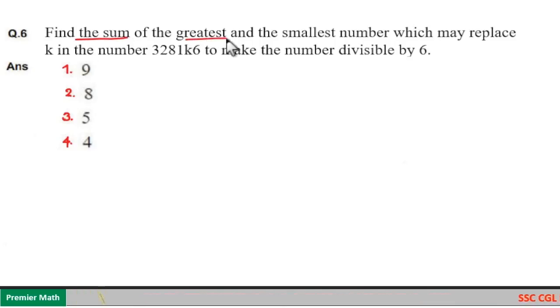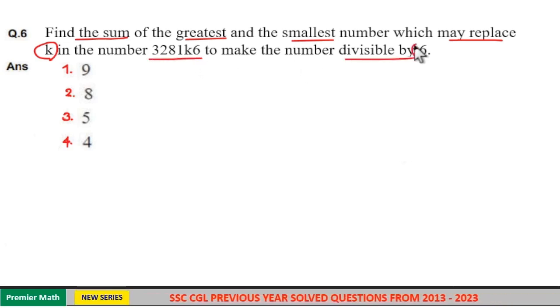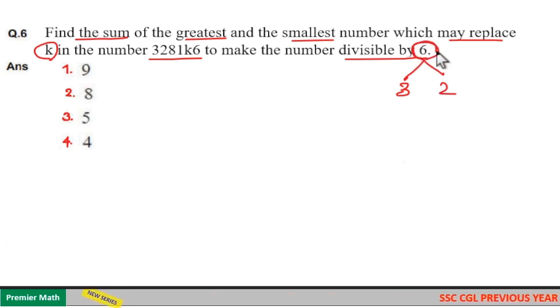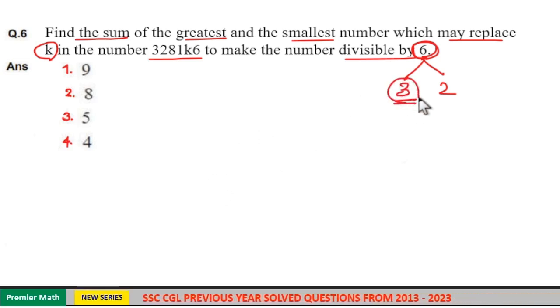Find the sum of the greatest and smallest number which may replace k in the number 328 to make the number divisible by 6. To be divisible by 6, it should be divisible by 3 and 2. If a number is divisible by 6, it should be divisible by both 3 and 2. Here, if a number is divisible by 3, its digital sum should be divisible by 3.